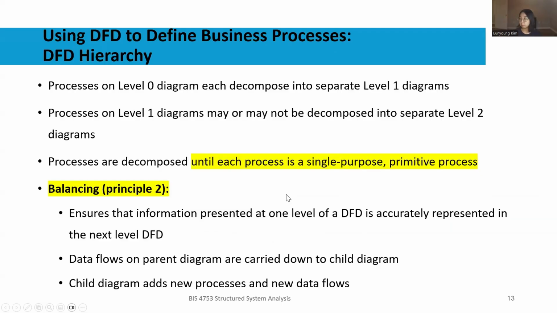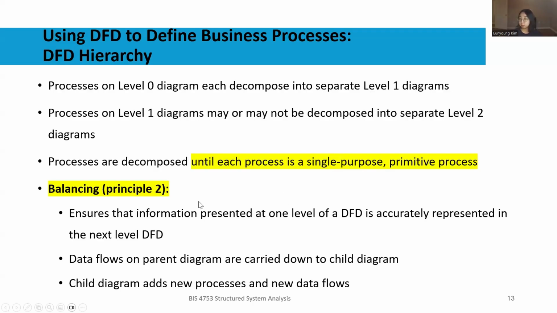And then this main activity will again be broken down to a level 1 diagram, to unpack how actually placing the order, for example. And if this level 1 diagram has a single value action, single purpose action, then we will not decompose this into a separate level 2 diagram. It depends how complex your process is.